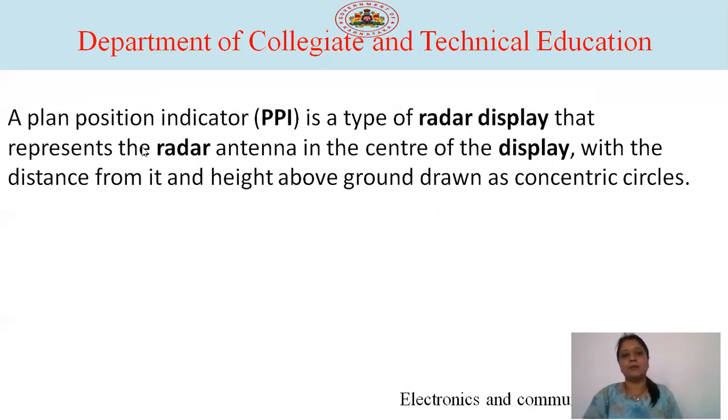Therefore, a plan position indicator is a type of radar display that represents the radar antenna in the center of the display. That is, it has a circular type of display, and at the center of the circle we have the antenna, with the distance from it and the height above the ground shown by concentric circles, from the center outward.